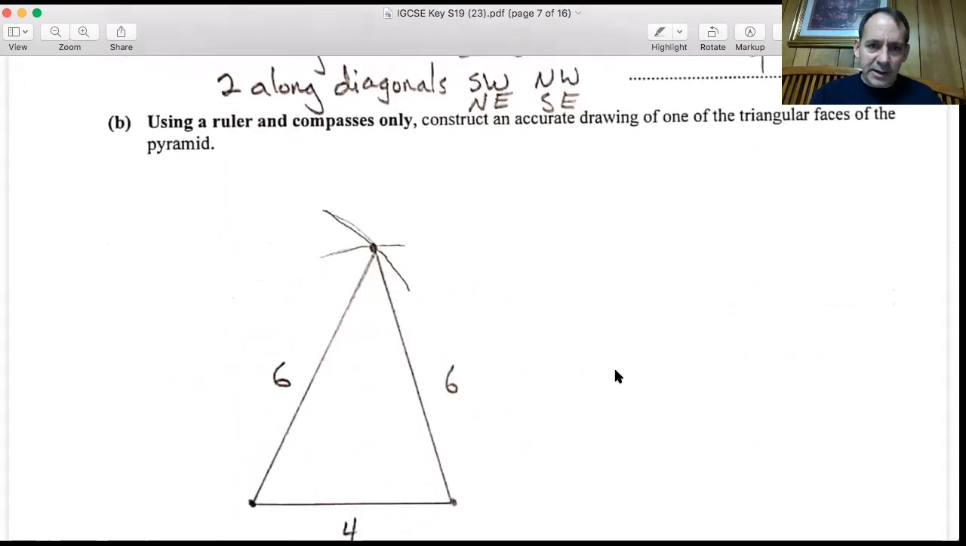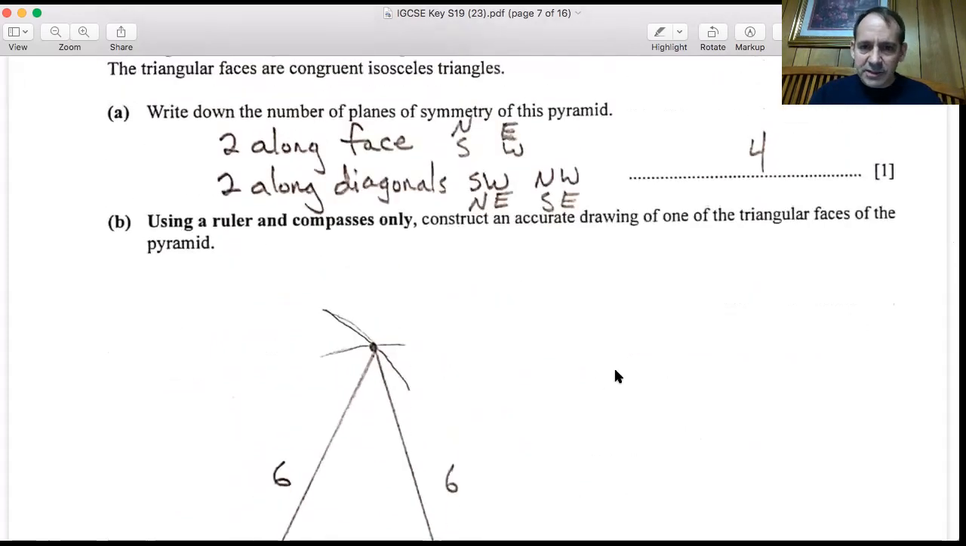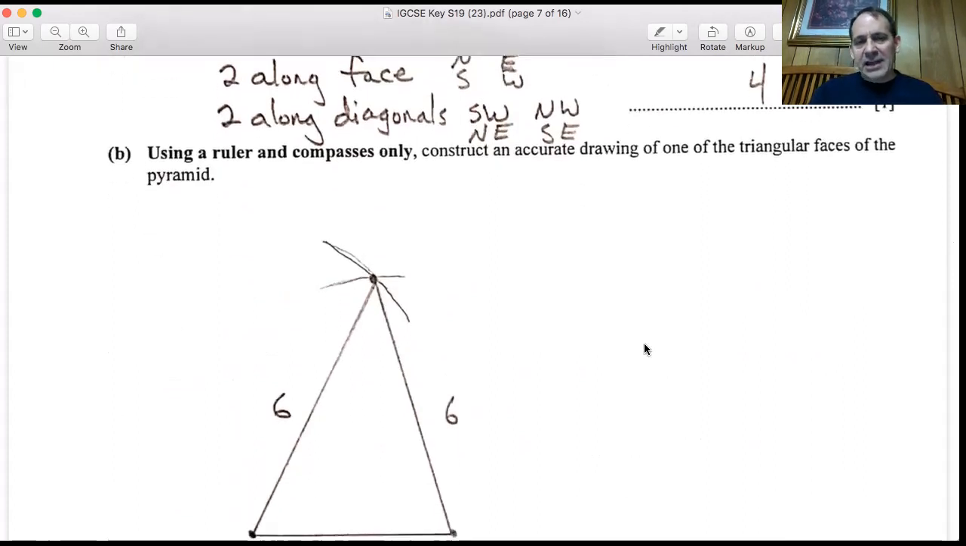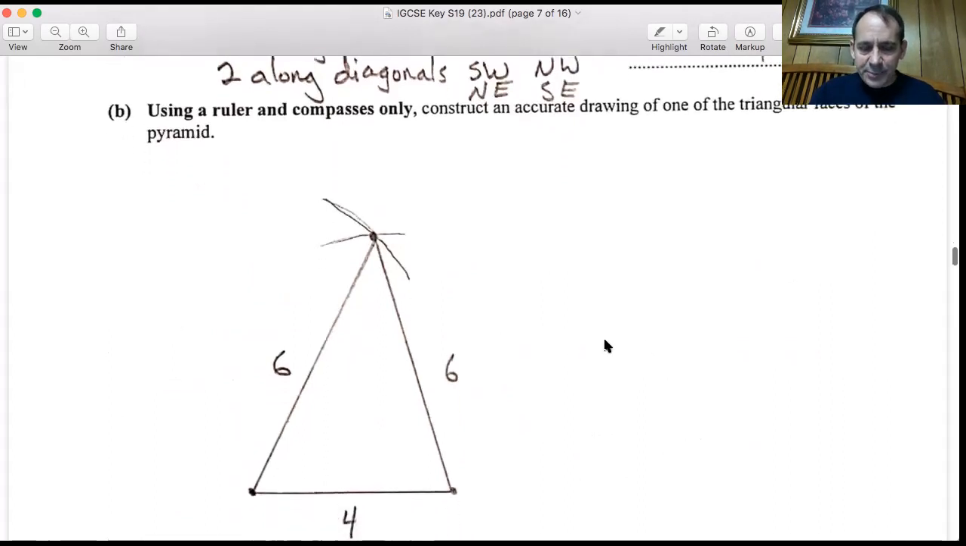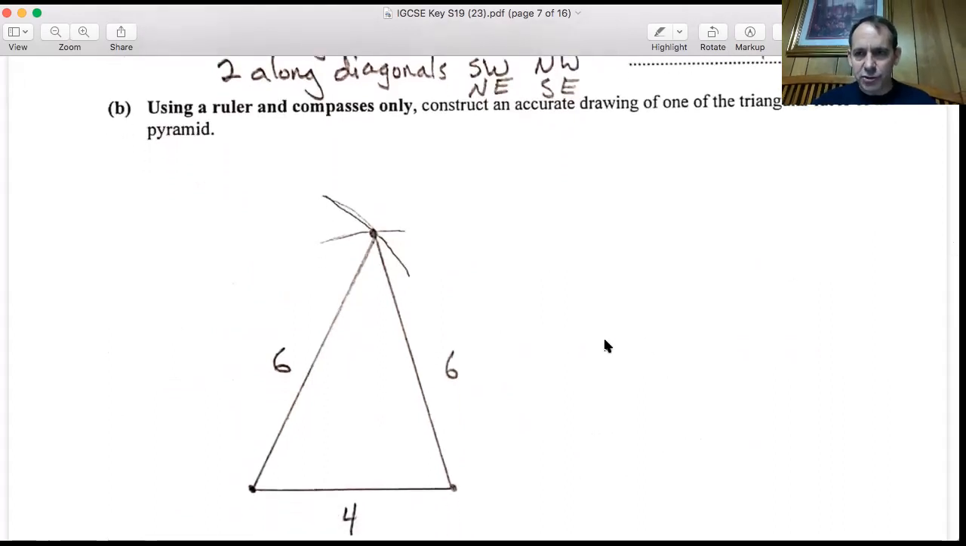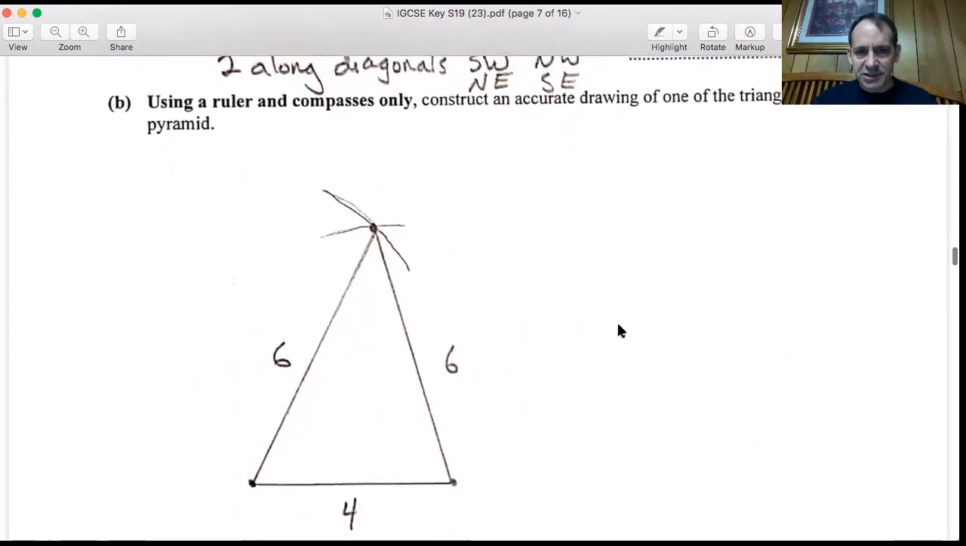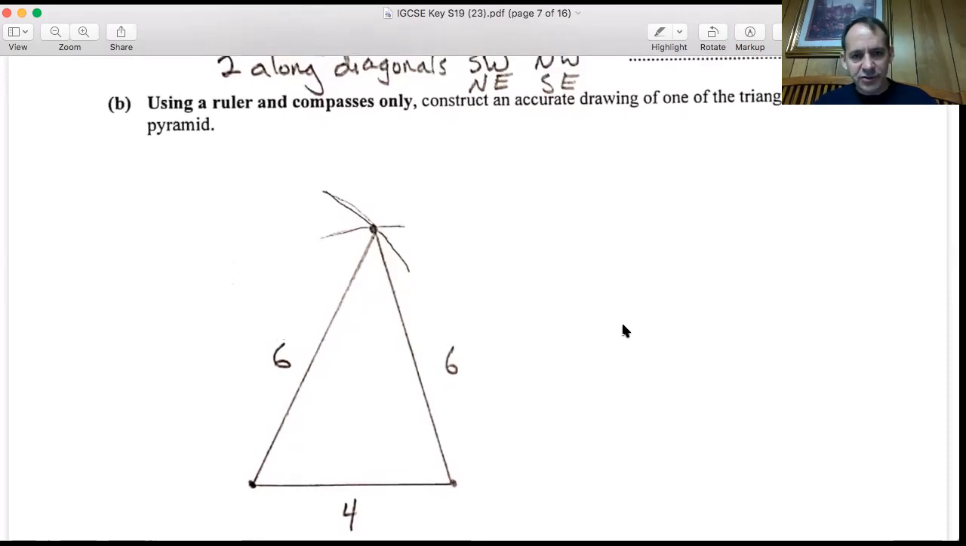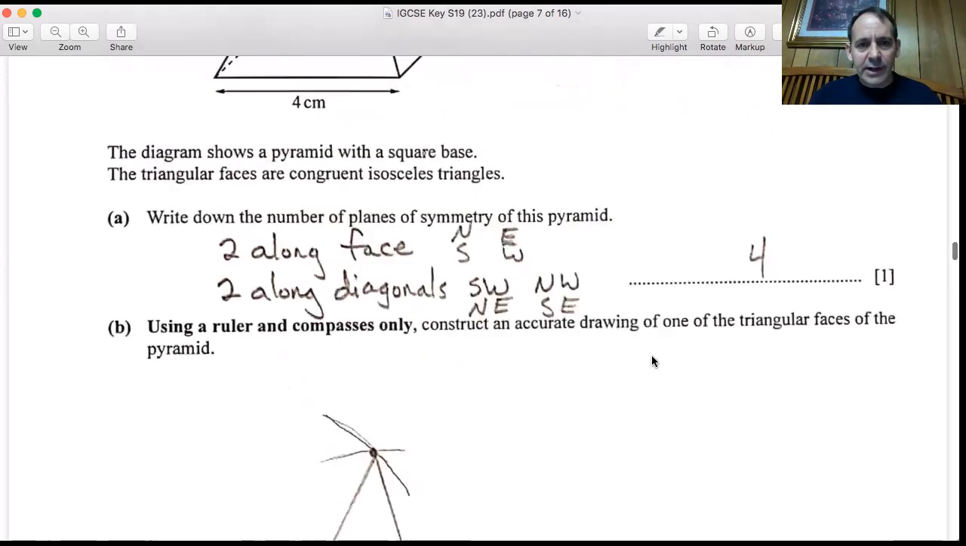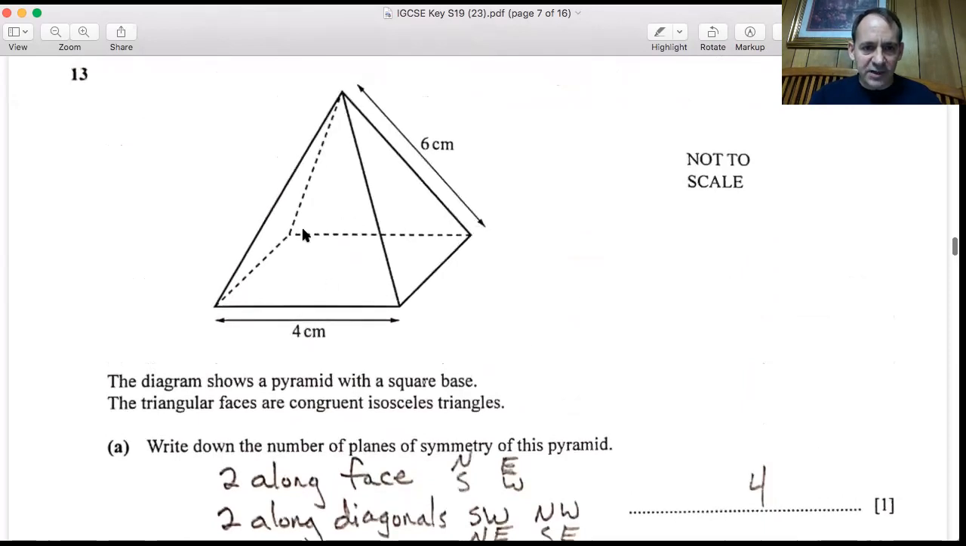Using a ruler and a compass only, construct a drawing of one of the triangular faces. Now, I think constructions have been eliminated from the new 2020 syllabus cycle. I haven't seen constructions yet in the year 2020, but we'll cover it anyway. So what we want to do is one of these faces, notice a base of 4 centimeters with the diagonals, or the isosceles part of the triangle here, being 6 for each side.